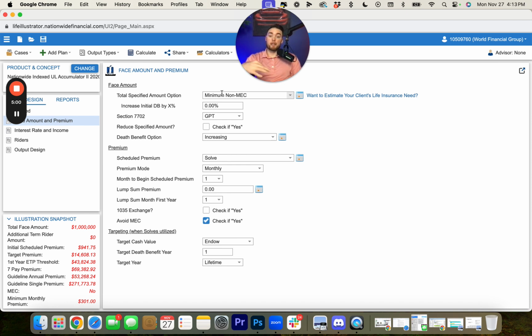Tax code 72E allows all the money inside the IUL to earn interest tax-free. Tax code 7702 allows you to take that money out of the IUL tax-free and penalty-free at any age, right? There's no 59 and a half rule with this.